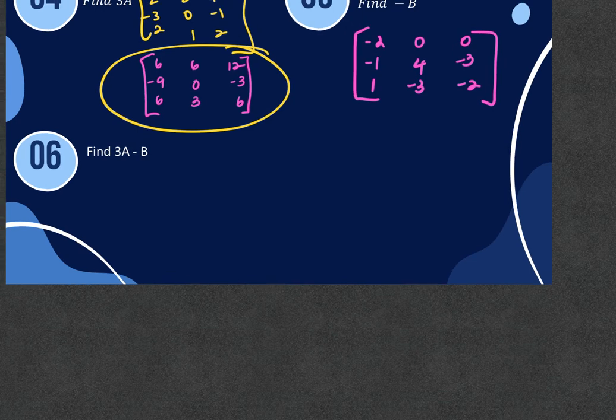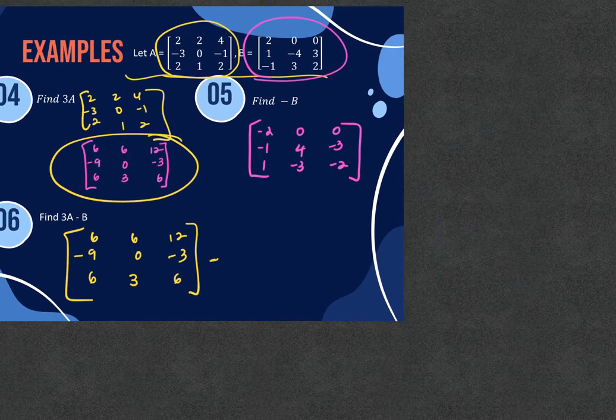If I didn't already have 3A, I would have done 3A, but I do have it. 6, 6, 12, negative 9, 0, negative 3, 6, 3, 6. And then I'm going to subtract from it B.